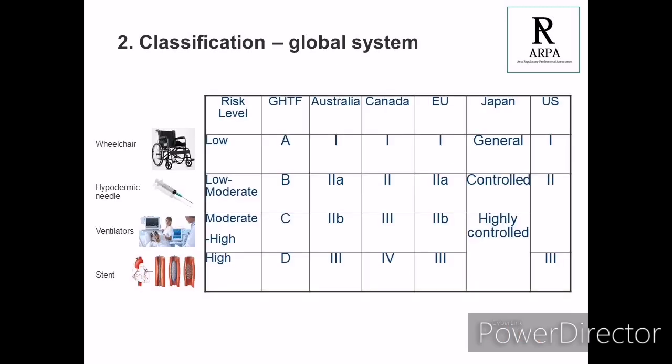Globally speaking, most of the countries classify their medical devices in a similar four risk levels. But the risk levels may be called different names in different countries. Sometimes they call them A, B, C, D, or 1, 2, 3, 4, or 1, 2A, 2B, 3. Some countries like the US and Japan classify their medical devices in 3 levels, but they are still based on risk.